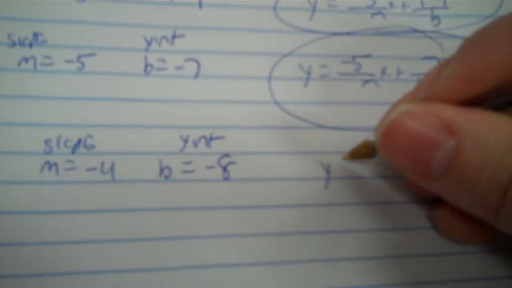Example 5. M is negative 4, b is negative 8, slope, y-intercept. So m is negative 4, b is negative 8. Okay, and those are your answers.